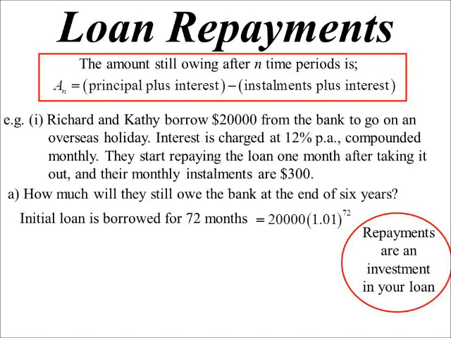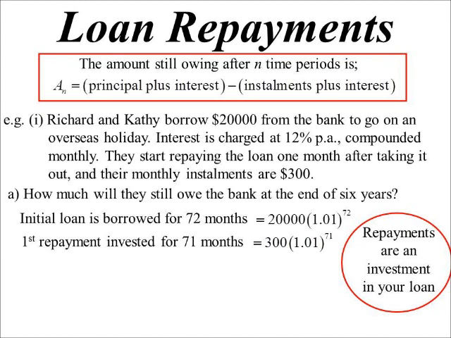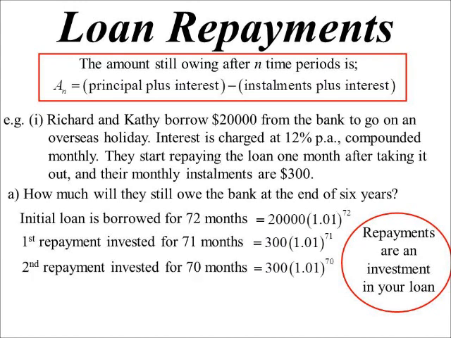These repayments we're working out are actually an investment. So we treat them like an investment. We'll use the compound interest formula. The first repayment, which comes at the end of the first month, so it's like investing that for 71 months. The second repayment then will be invested for 70 months.